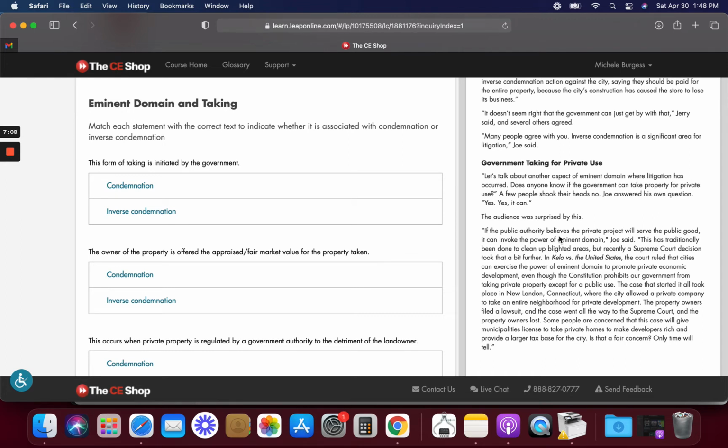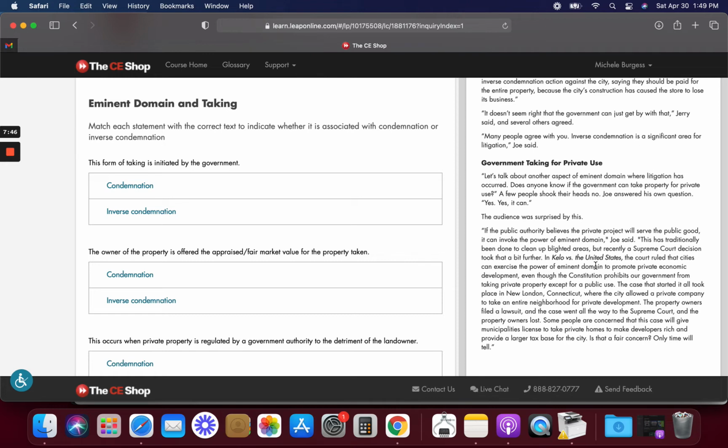All right, let's talk about another aspect of eminent domain where litigation has occurred, and the government can take your property for private use. If the public authority believes the private project will serve the public good, just as I was talking about earlier with the building up of a community or parking spaces at an airport, it can involve the power of eminent domain. This has traditionally been done to clean up blighted areas.